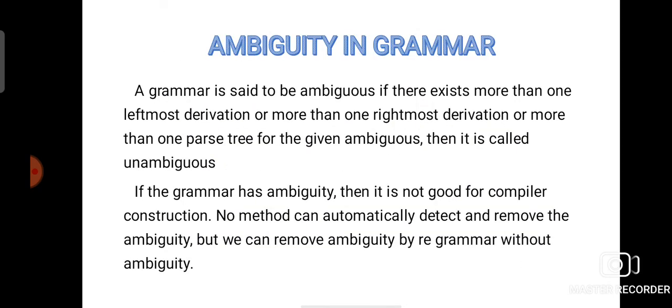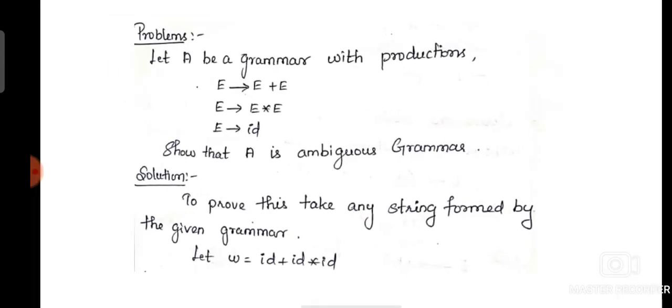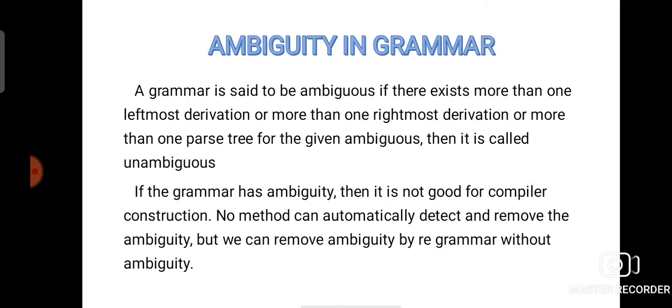Now we are going to see what is meant by ambiguity in grammar. A grammar is said to be ambiguous if there exists more than one leftmost derivation or more than one rightmost derivation or more than one parse tree. If the grammar is able to produce a unique parse tree for a given string, for a given derivation, that particular grammar is called unambiguous. So unambiguous means the grammar should not be ambiguous.